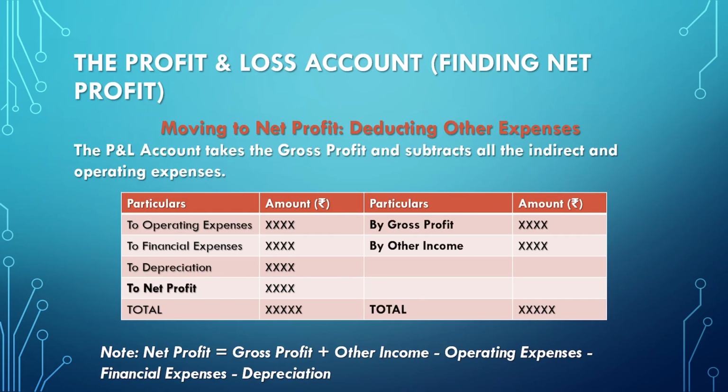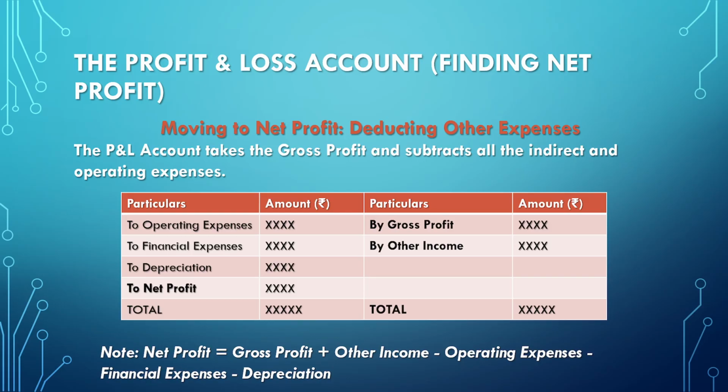Now this account takes the gross profit we just calculated and then subtracts all the other expenses that the business incurred to operate. This helps us arrive at the net profit, which is the ultimate measure of the company's profitability. Generally, whenever we look at whether a company is profitable or not, we don't look at the gross profit. We look at the net profit. Even the government looks at the net profit, and taxes are paid on the net profit, not on the gross profit.